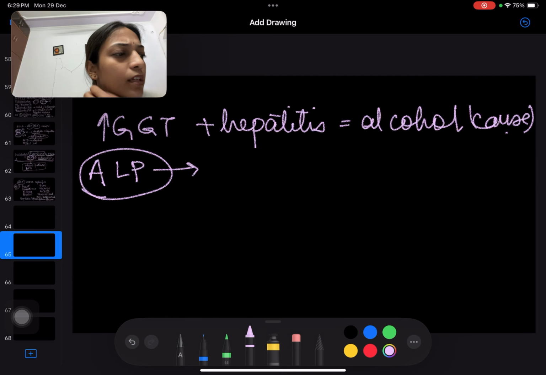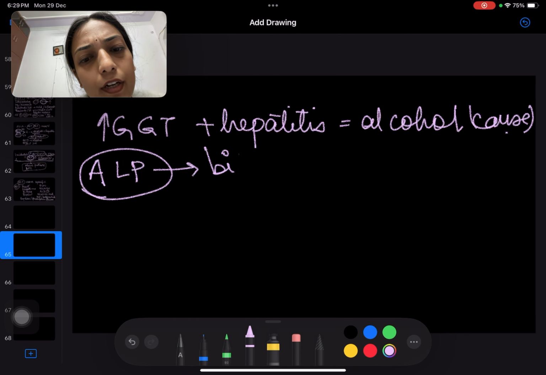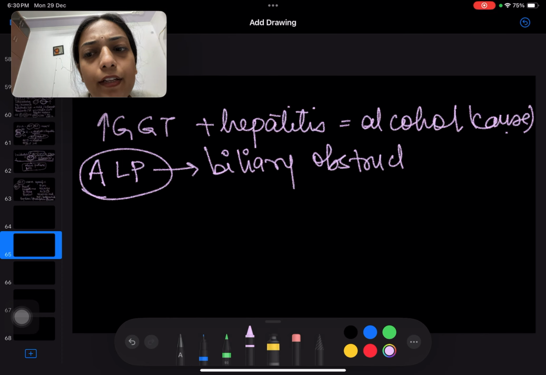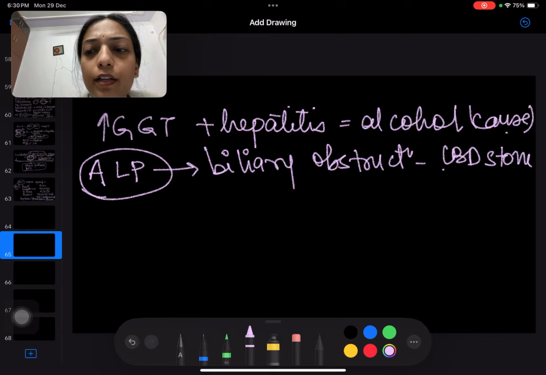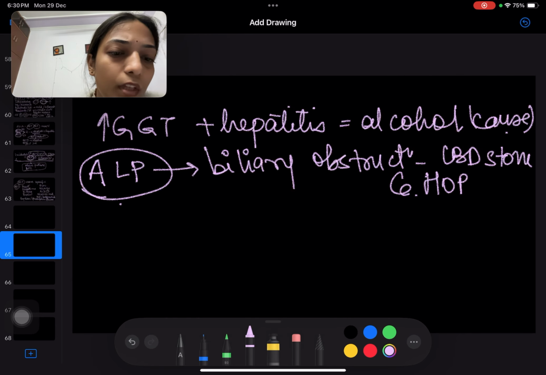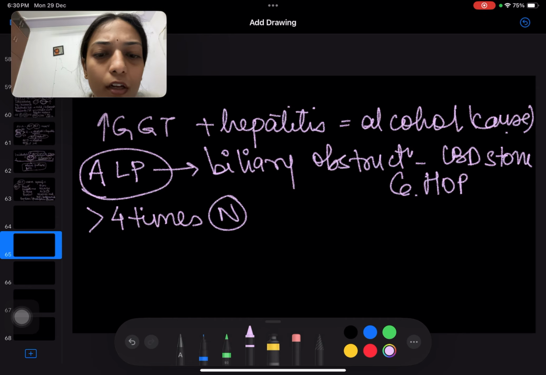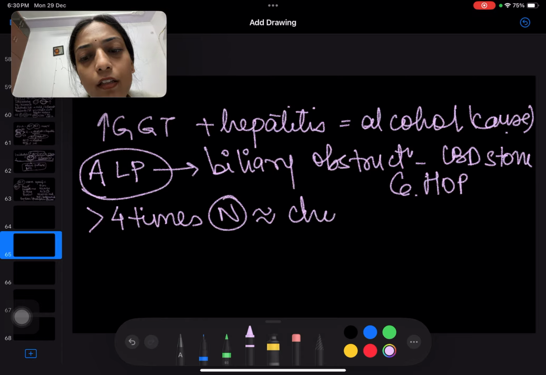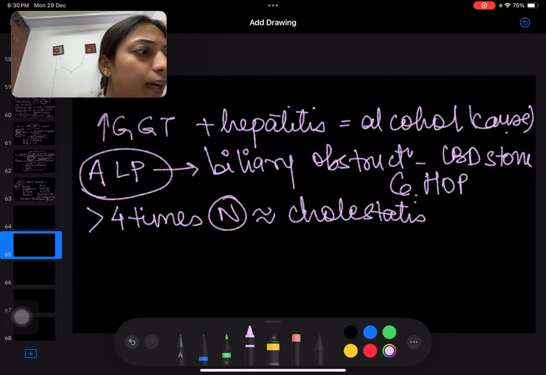So ALP is seen in biliary obstruction, right? Biliary obstruction, which is known as obstructive jaundice. It can be because of a CBD stone, it can be because of an SOL, it can be carcinoma of the head of pancreas, it can be anything, right? See, if its level is more than 4 times the upper limit of normal, then it is likely that there is cholestasis. Bile is not able to pass through, right?